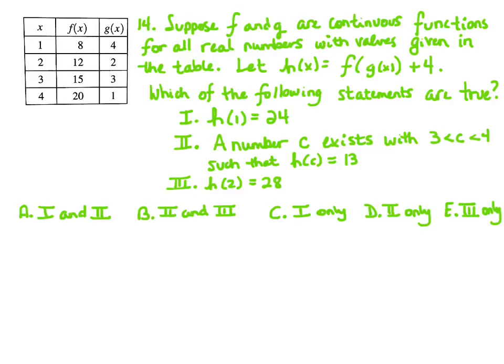All right, I think this is the last question here for this video. This time we've got a table of values given to us. Suppose that f and g are continuous functions for all real numbers with values given in the table. And then they're defining a new function here. Let h of x equal f of g of x plus 4. So we've got a composite function, f of g of x plus 4. Which of the following statements are true? And the first statement says h of 1 is equal to 24. Well, I'm going to use this definition of h of 1.